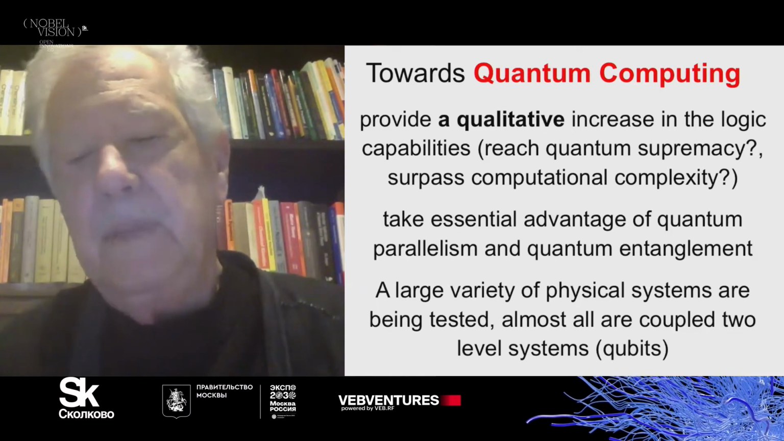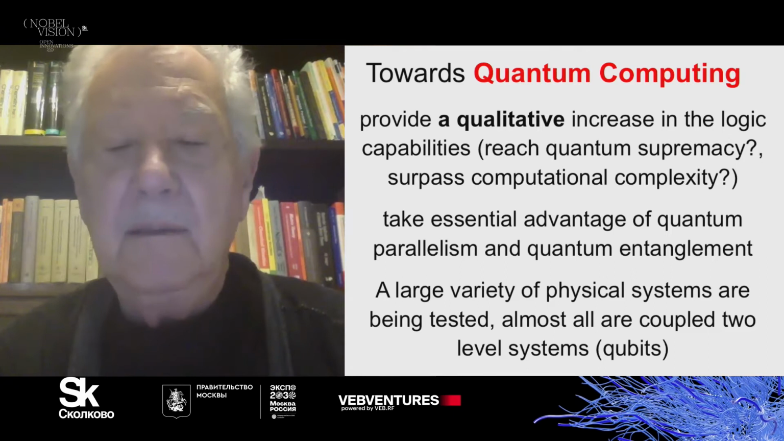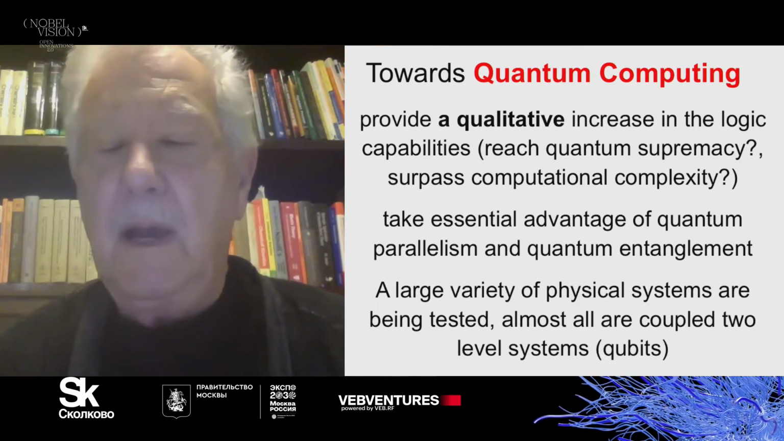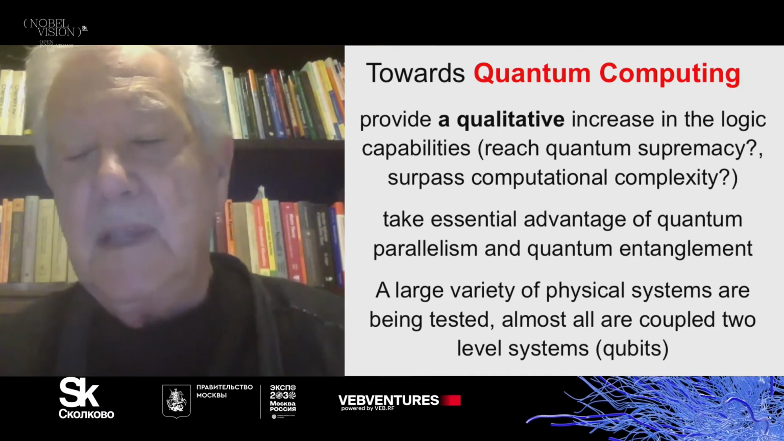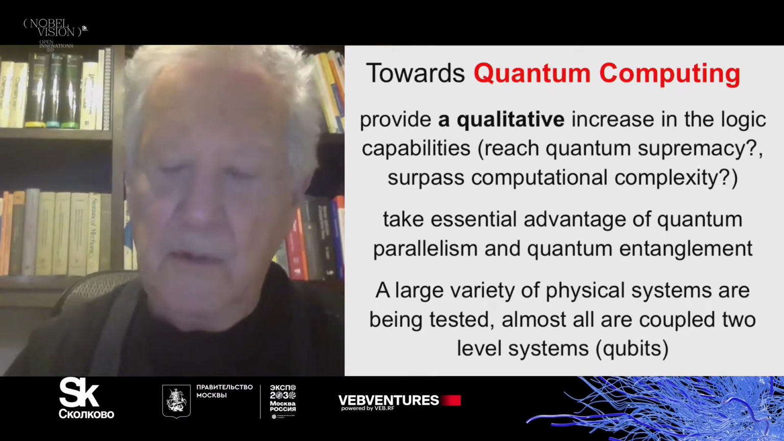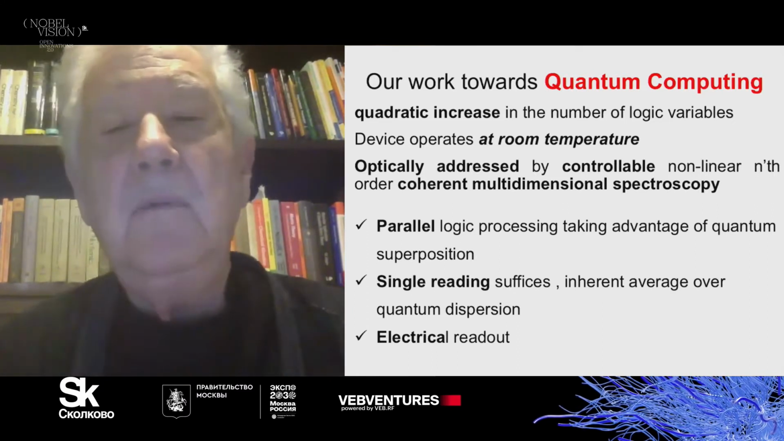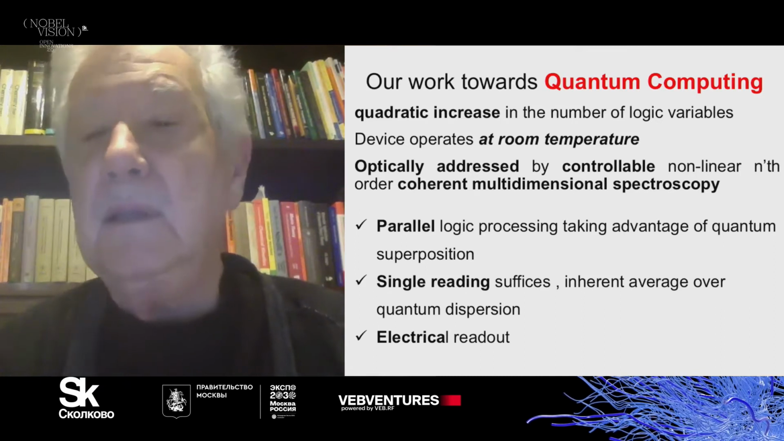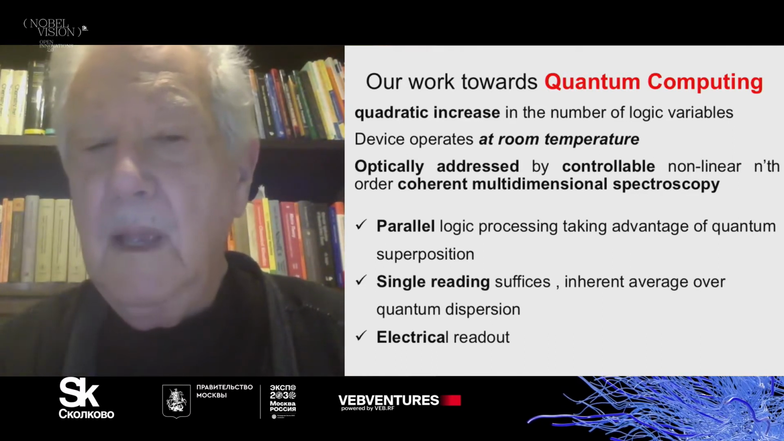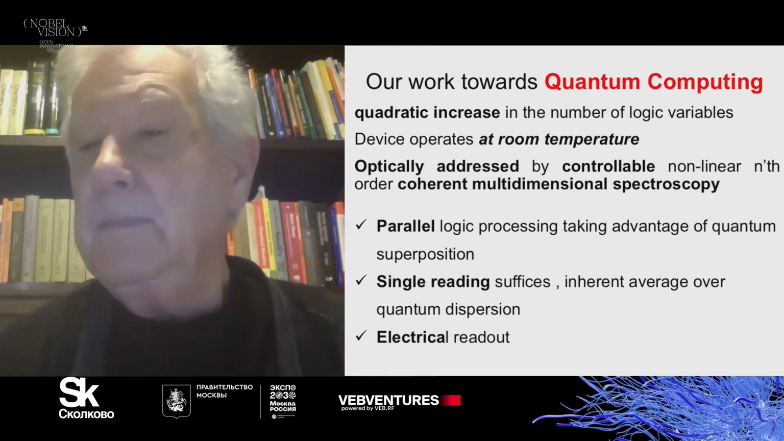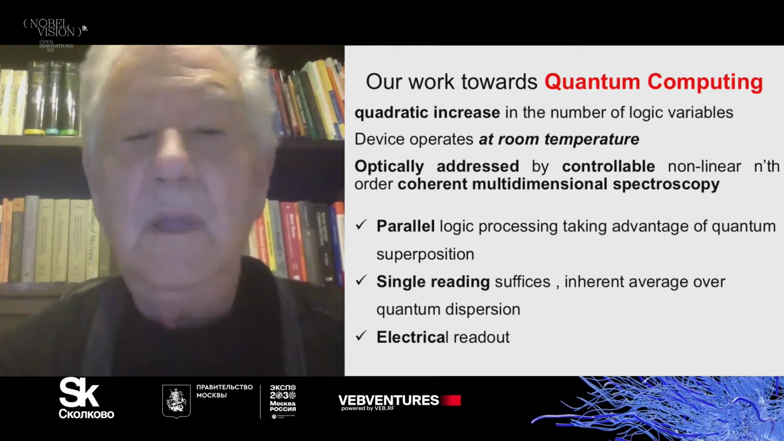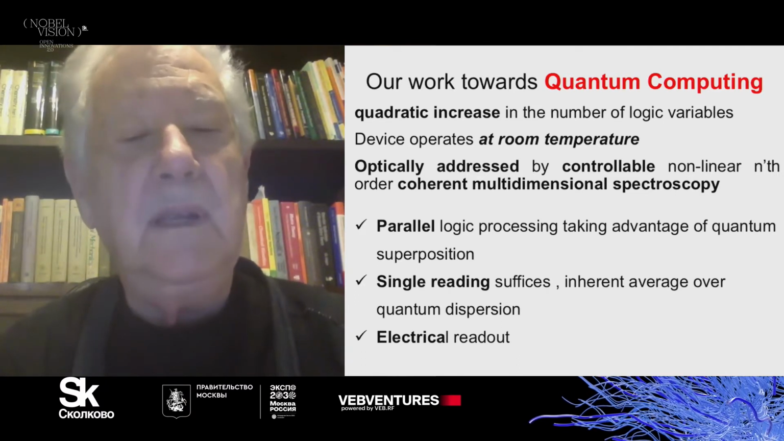And as you know, people all over the world are trying a variety of physical systems to implement such ideas. Almost all of them are using two quantum state systems, which we call a qubit, and are coupling them to one another. This is not what I will do in this talk. I will try to show you how one can get a quadratic increase in the number of logic variables, and even more. I will describe how one can operate at room temperature. As you know, quantum devices nowadays operate almost at absolute zero. I will try to do without the need for extreme cooling.